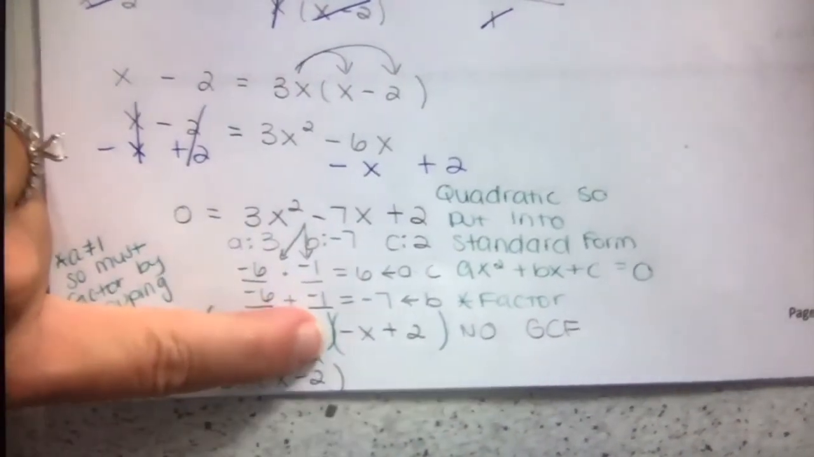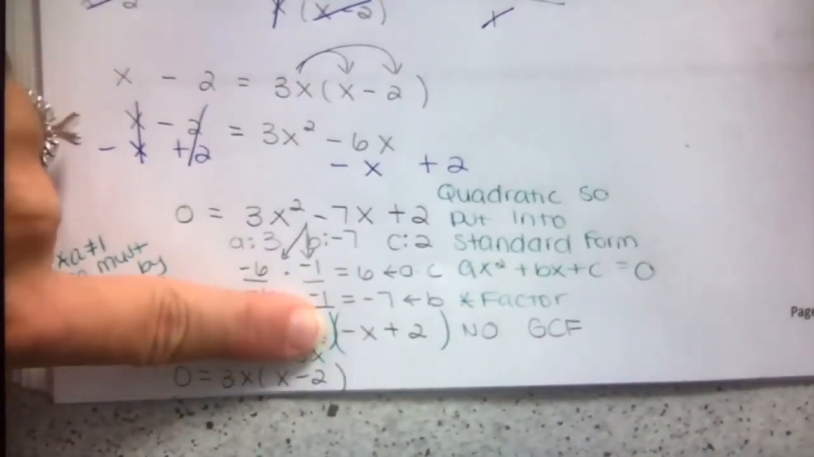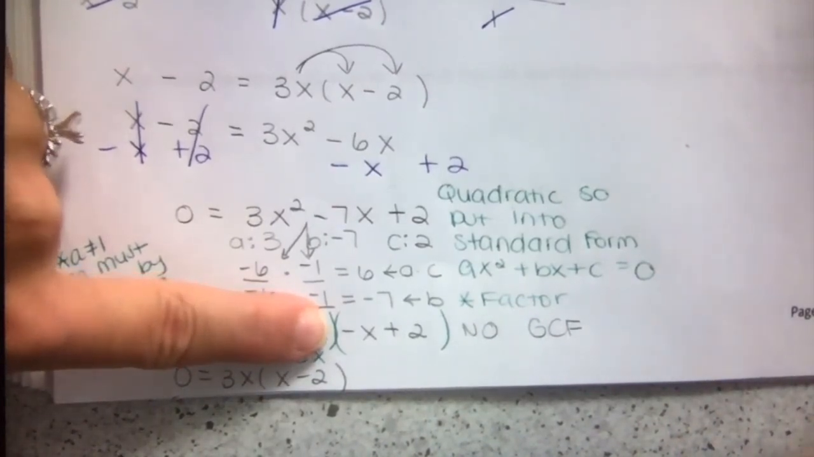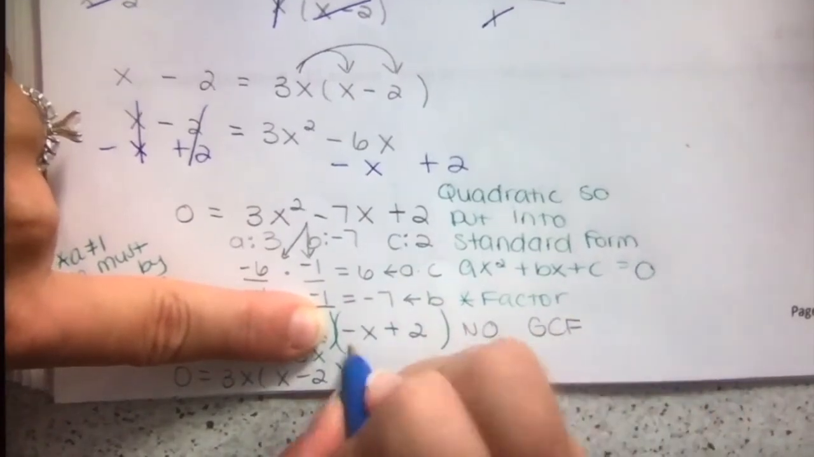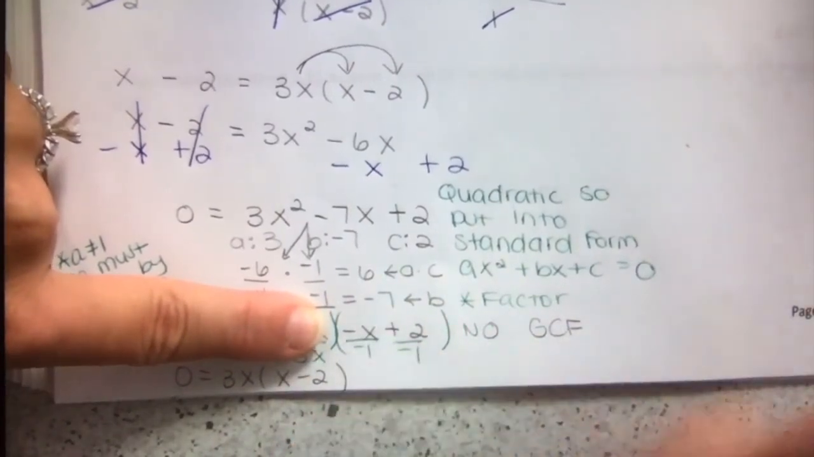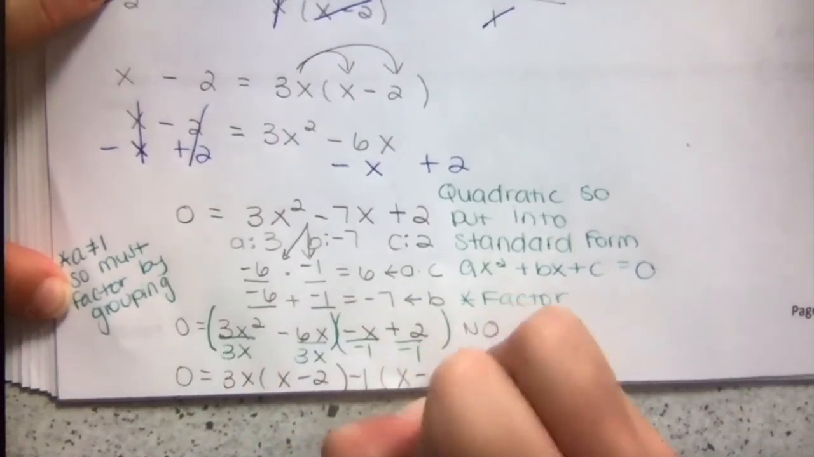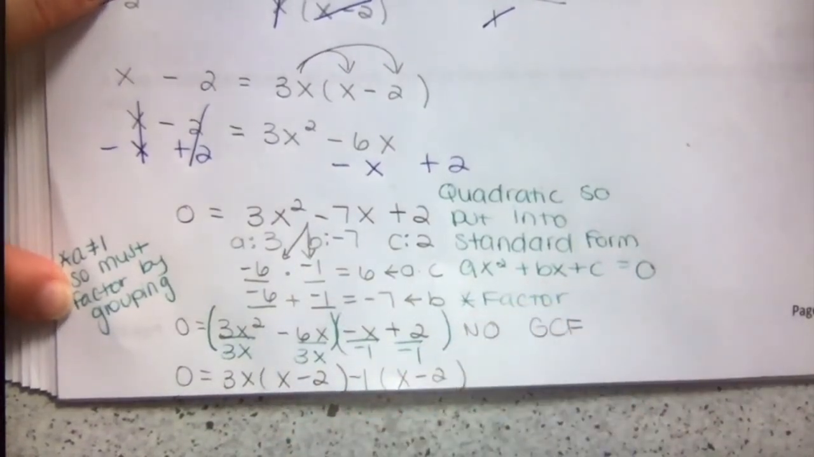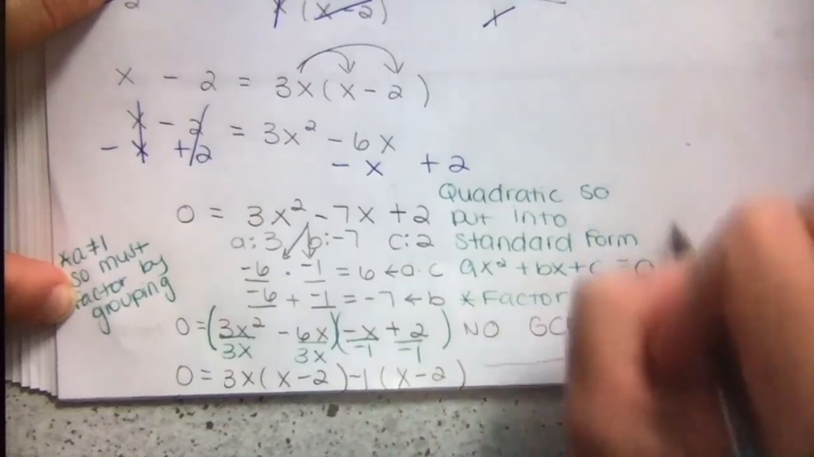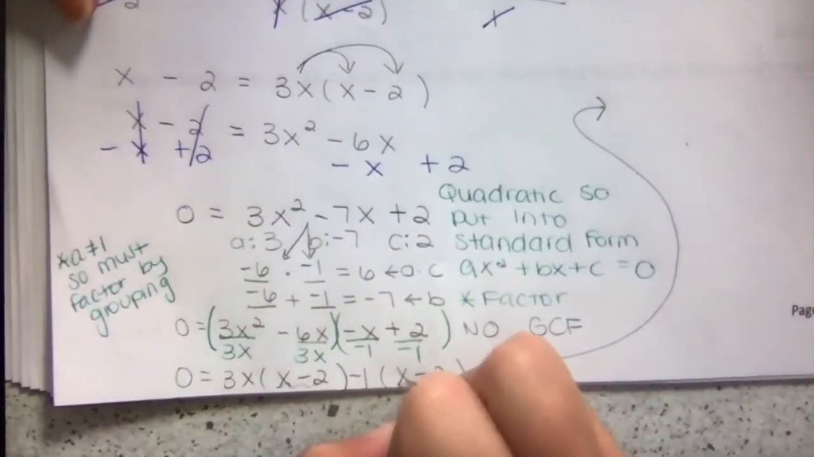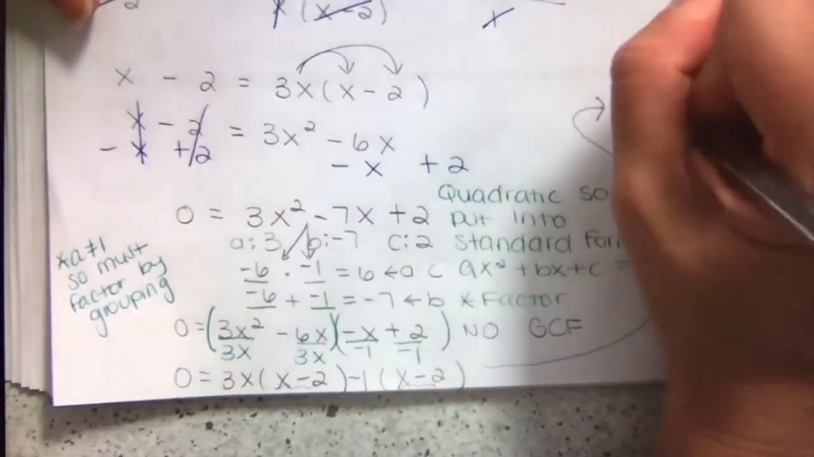Looking at our next 2 terms, I have negative x plus 2. I know I want x minus 2 to be left over, so what should I factor out as a GCF? Negative 1. Factoring out negative 1, we are left with positive x minus 2. So we know we did something right because they are both x minus 2. So that'll be our GCF.